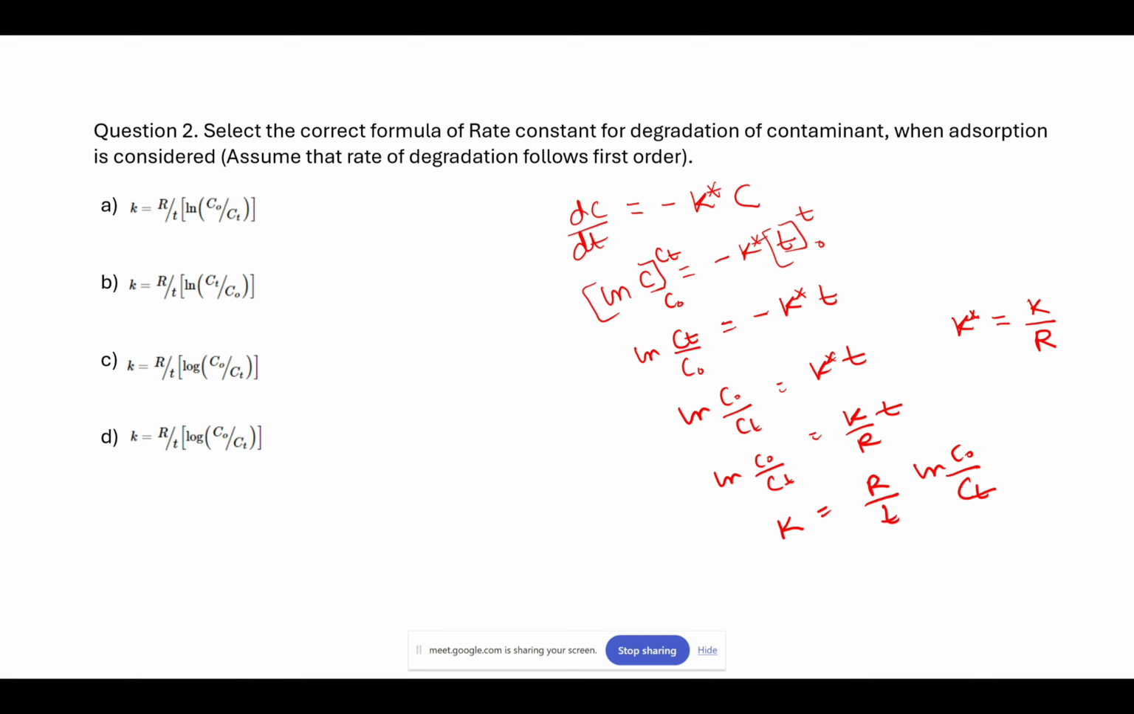Here we can see that for adsorption, the final equation was dC/dt equals minus k star C, where k star is k by R and R is the retardation factor. On integrating, we get the final expression as k equals R by t ln C naught by Ct. So option A is correct. So B and C are not correct. A is the correct answer. So let's move to the next question.